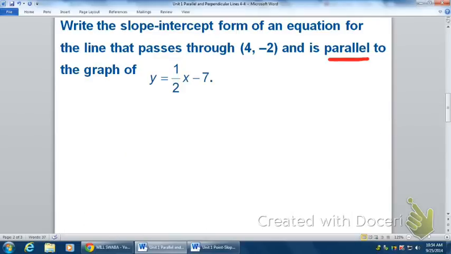Okay, so write the slope-intercept form of an equation for the line that passes through (4, -2) and is parallel to the graph of y equals 1/2 x minus 7. Right off the bat, you should know what your slope is going to be, which is what? 1/2. Yes. Because we're talking about parallel. Parallel lines have the same slope. So we know for a fact it's going to be 1 over 2.